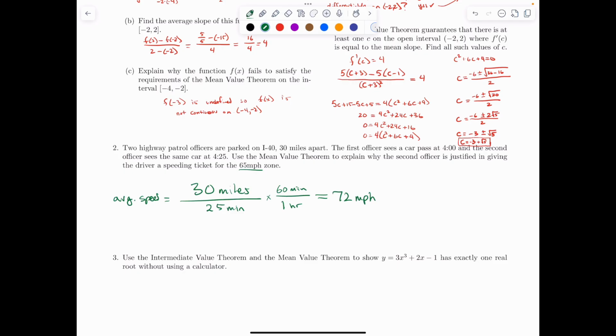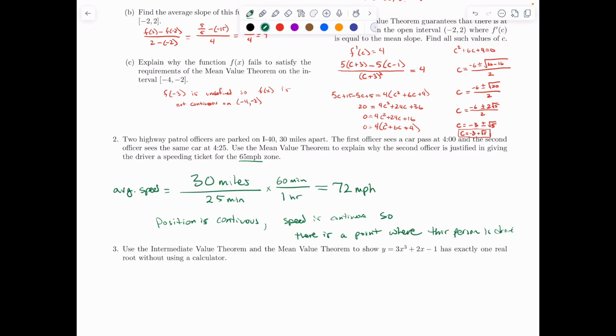And since driving is, so position is continuous, speed is continuous. So there must be some point in time where this person is driving at 72 miles per hour, somewhere in between those two stops.